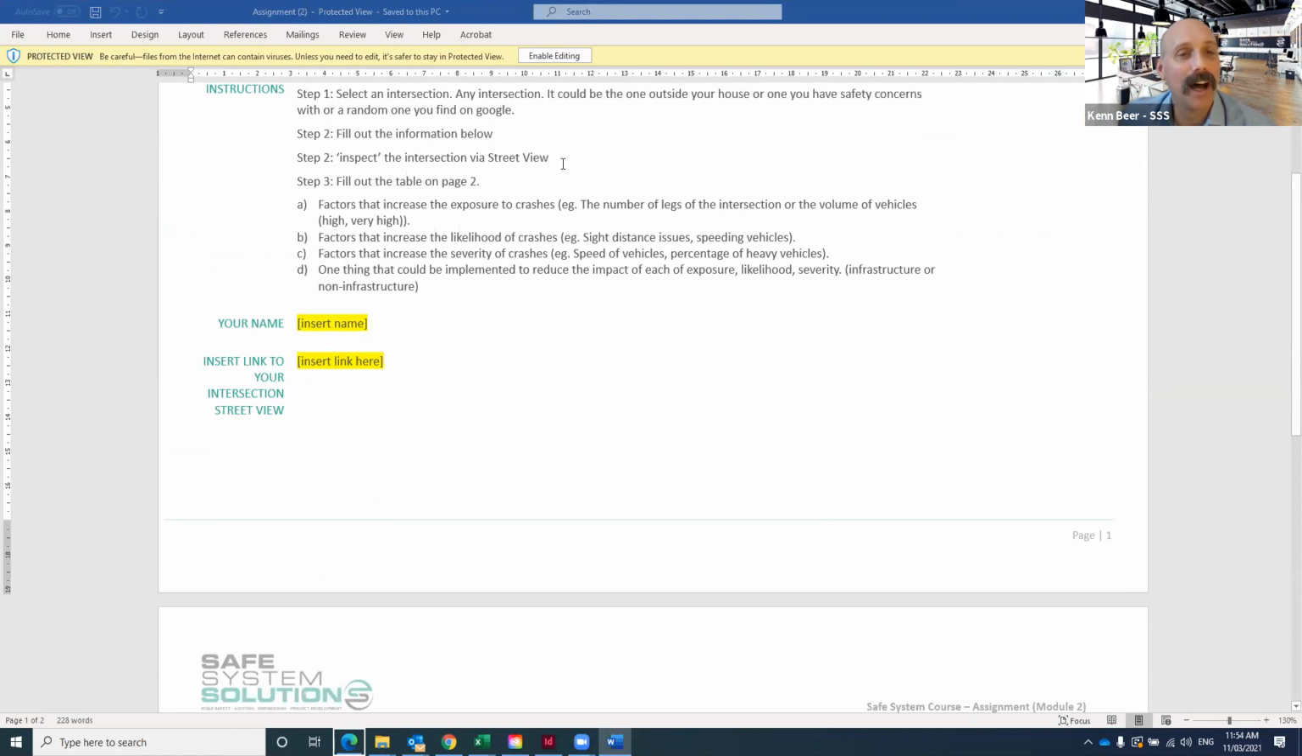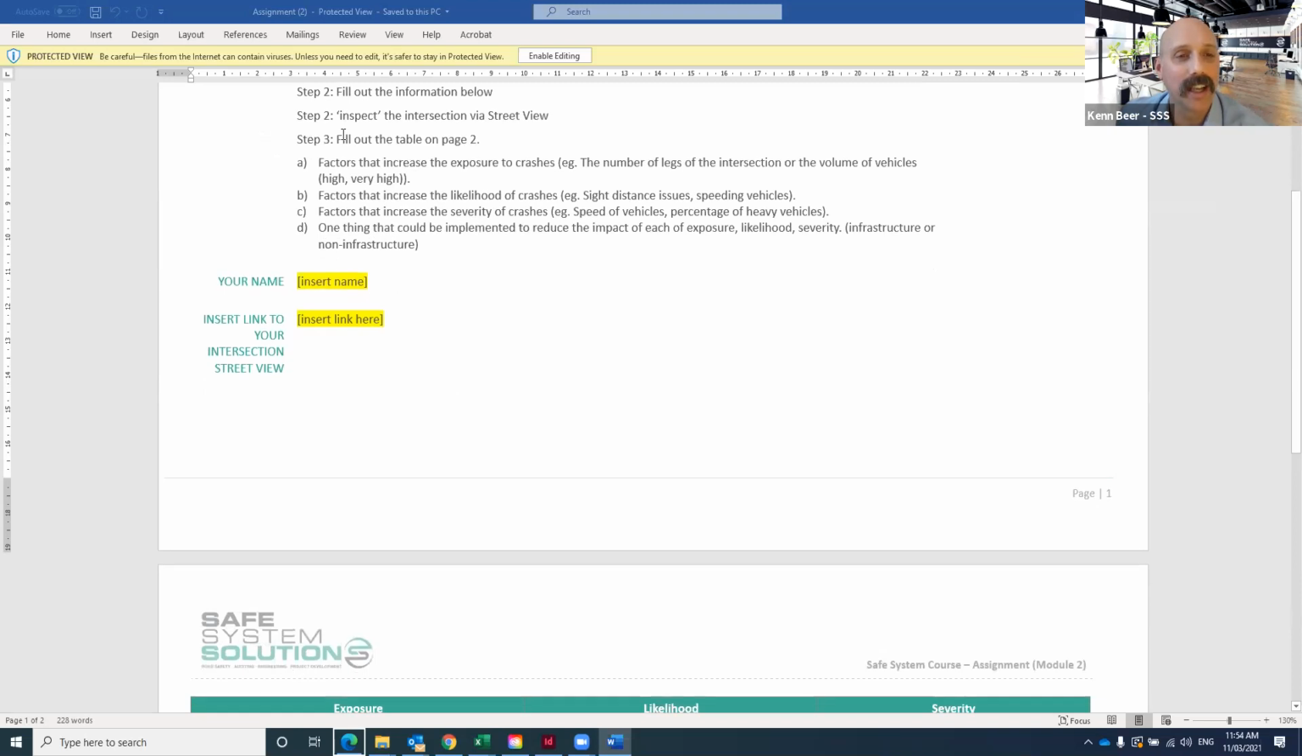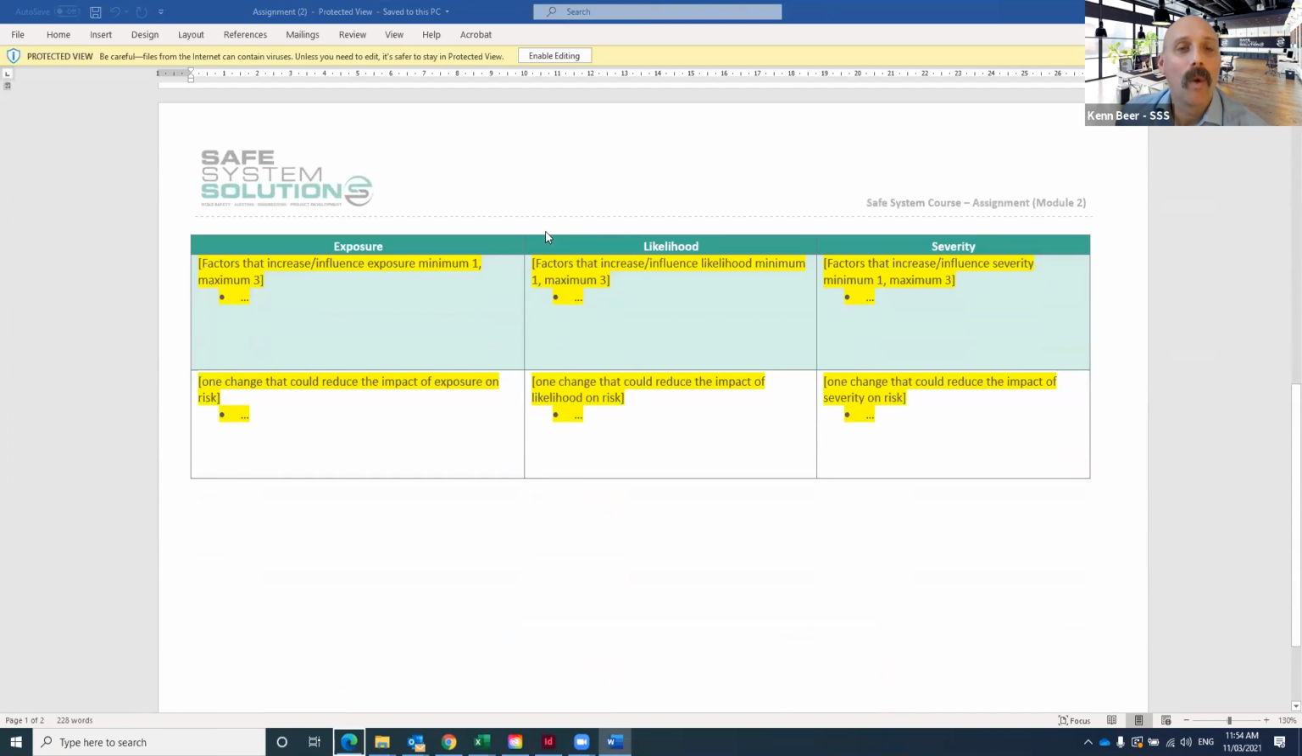And you're going to put a link to the street view or the location by Google or something so we can have a quick look at it as well. The instructions are all up here, step by step, so you just follow those. So your name, you pop that intersection in there. Now, you're not going to go to the intersection. You can if it's out the front of your house, obviously, but you can just go via Street View or have a look at it. So scroll down a bit, Kathy. What we want you to do is fill out this matrix, this little sort of simplified matrix table.